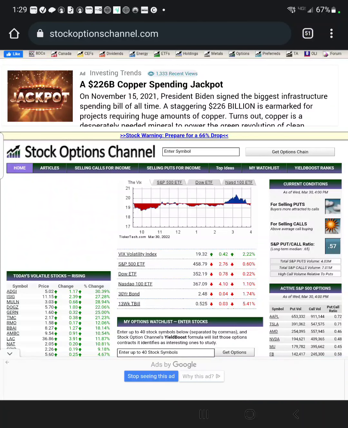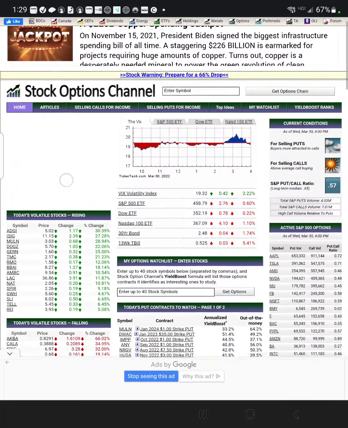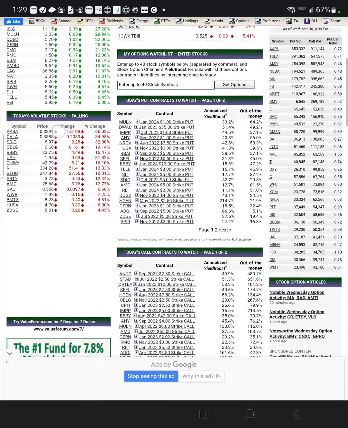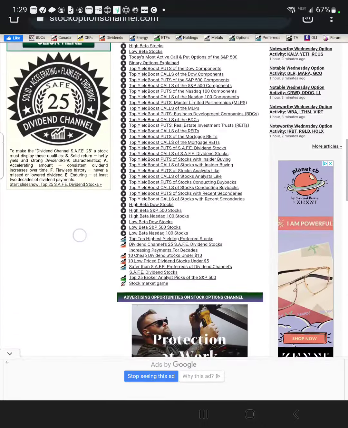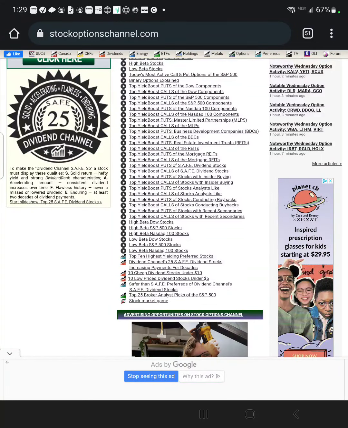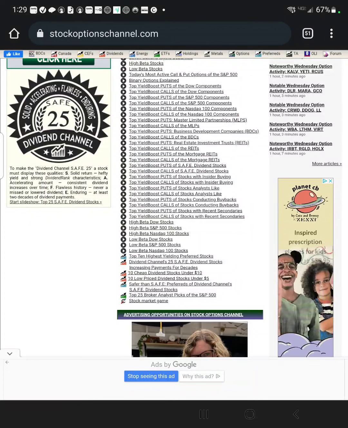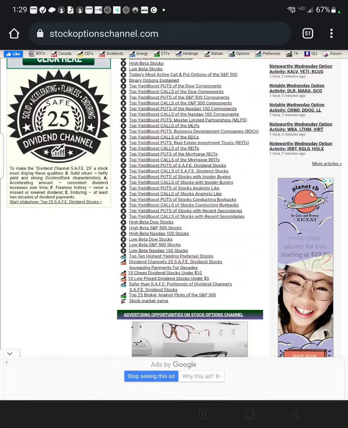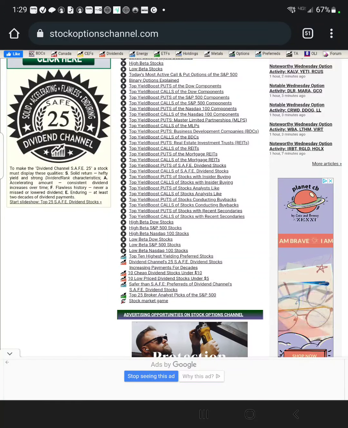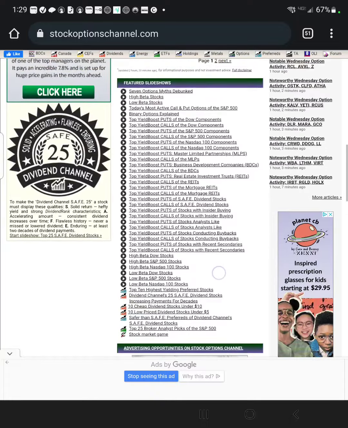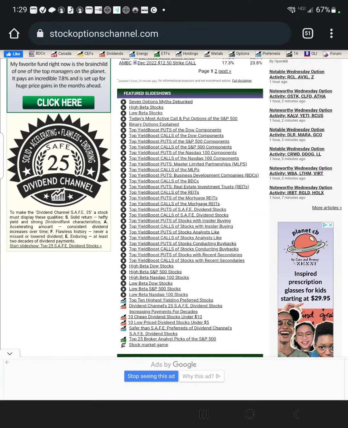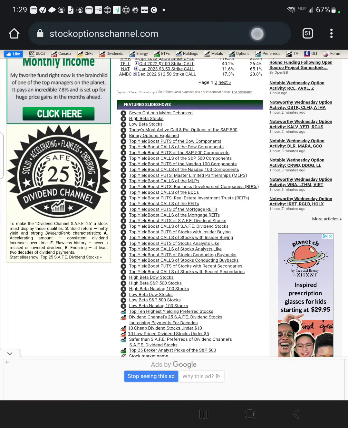All right, so one of my favorite to use is the stock option channel. It has a lot of data on here, but one of the items that stands out is that you can do a yield. Let's see, components. Look at the betas, right? So let's see, puts, we'll pick. So we'll look at put stocks that are going to be conducting a buyback, right?